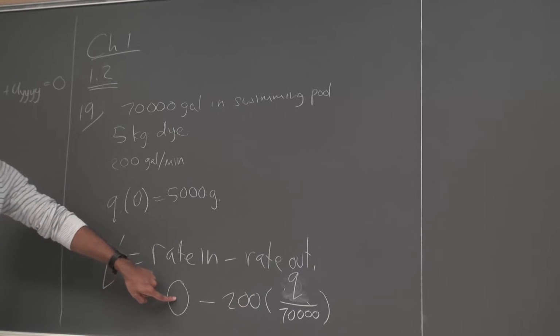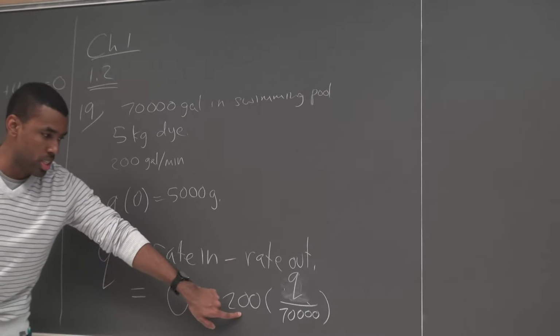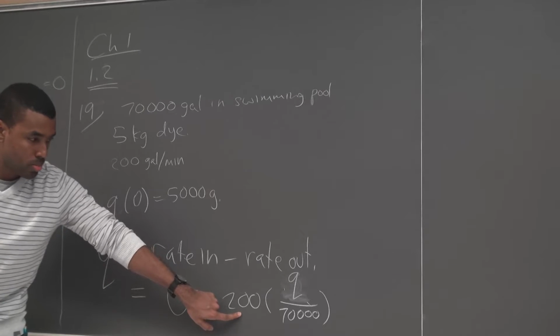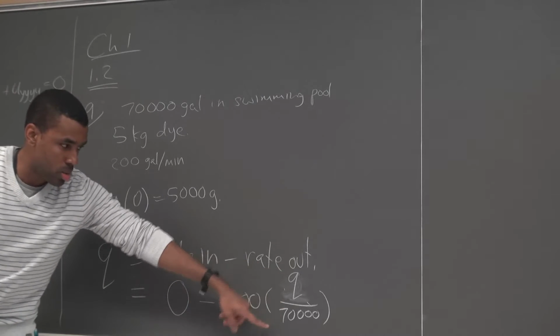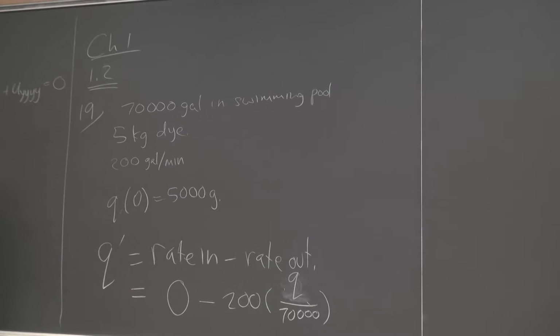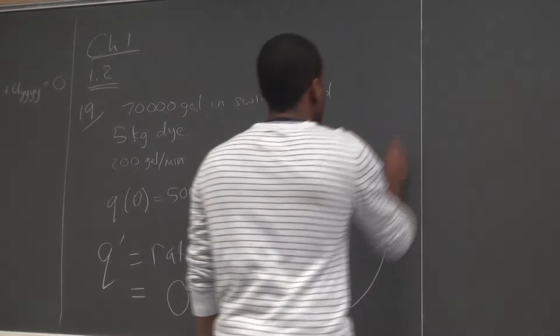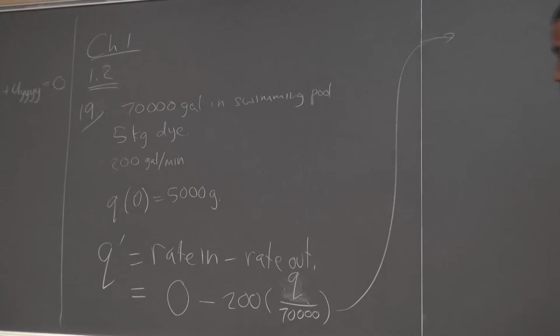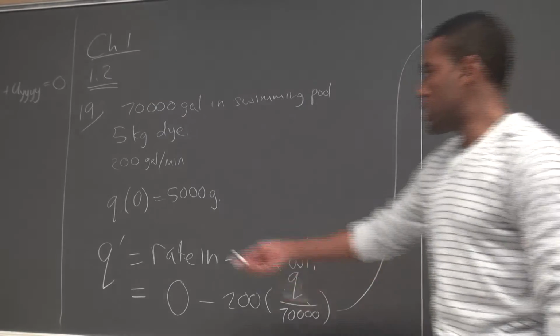There's nothing coming in because there's only fresh water. We have 200 gallons per minute coming in. And we have this amount per gallon in each of those gallons, right? We also have to do a conversion into kilograms, don't we? So far we're doing gallons. Okay. Yeah, I already did the conversion.